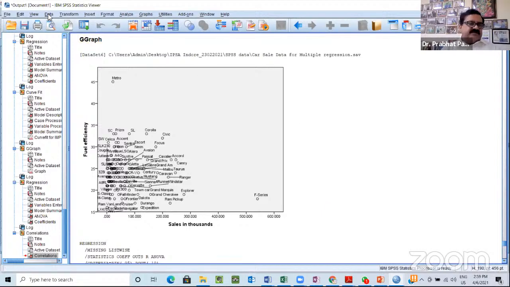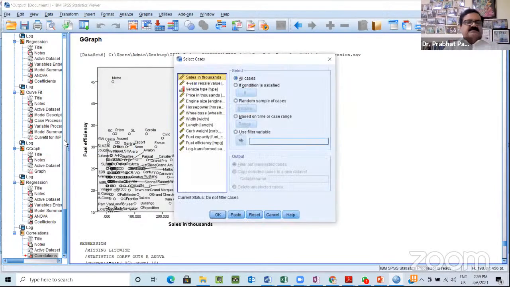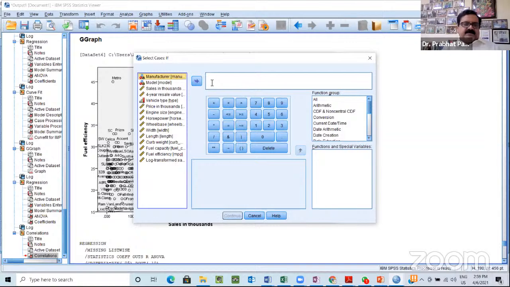So what we do is we go to Data. Let me see how to remove this. We go to Select Cases, and then we say, okay, if condition is satisfied, and then click If. The argument we are going to build here is: if the model is not equal to Metro. You have to put a single quote over there, otherwise it will not take.